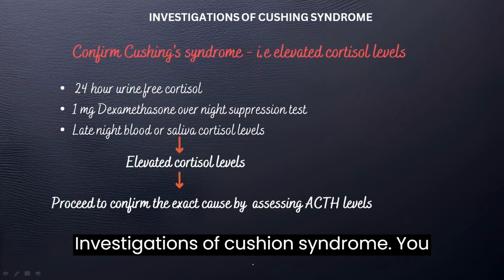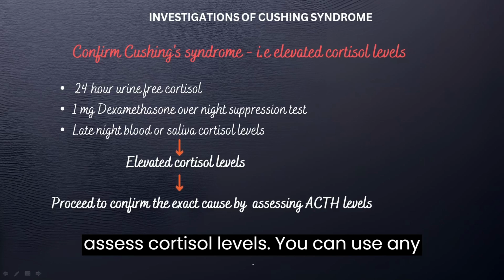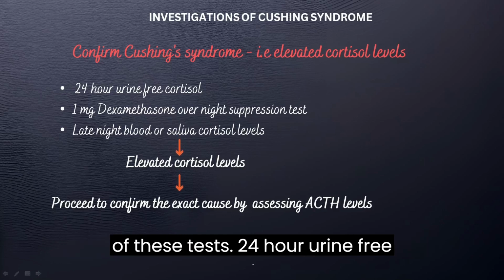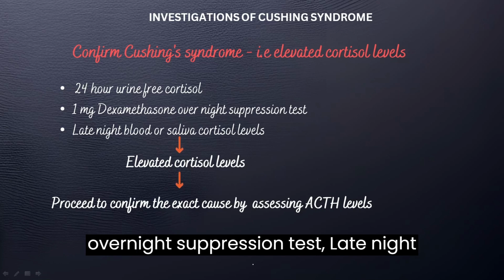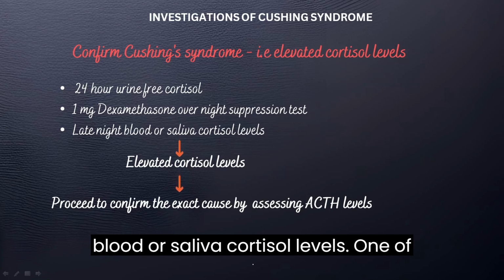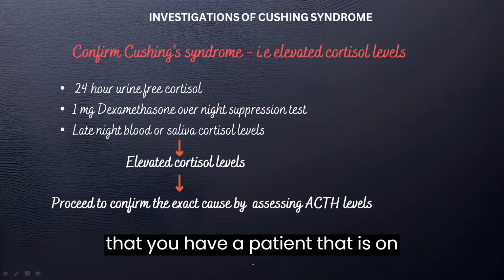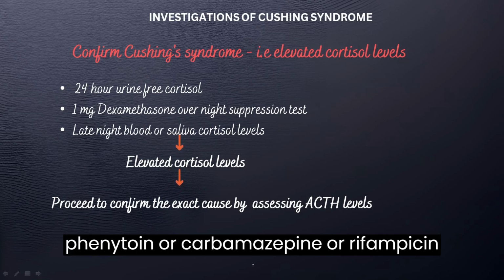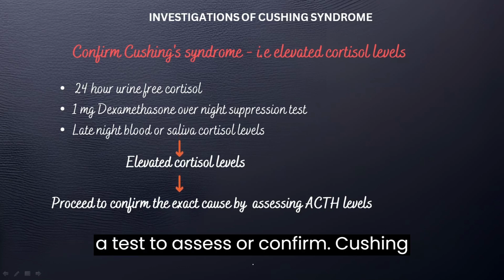Investigations of Cushing syndrome. You want to confirm Cushing syndrome, so you assess cortisol levels. You can use any of these tests: 24-hour urine-free cortisol, a low-dose dexamethasone overnight suppression test, late-night blood or saliva cortisol levels. One of the ways an exam can trick you into answering the question wrong is by saying that you have a patient that is on phenytoin or carbamazepine or rifampicin, and this patient has to undergo a test to assess or confirm Cushing syndrome.